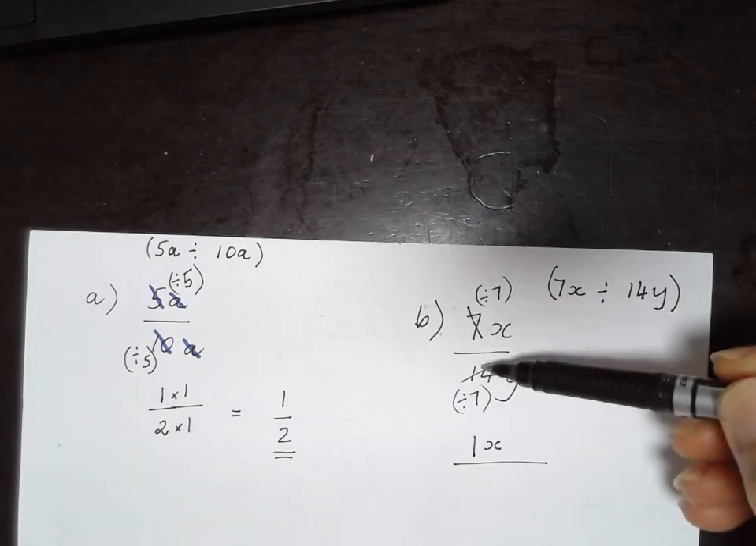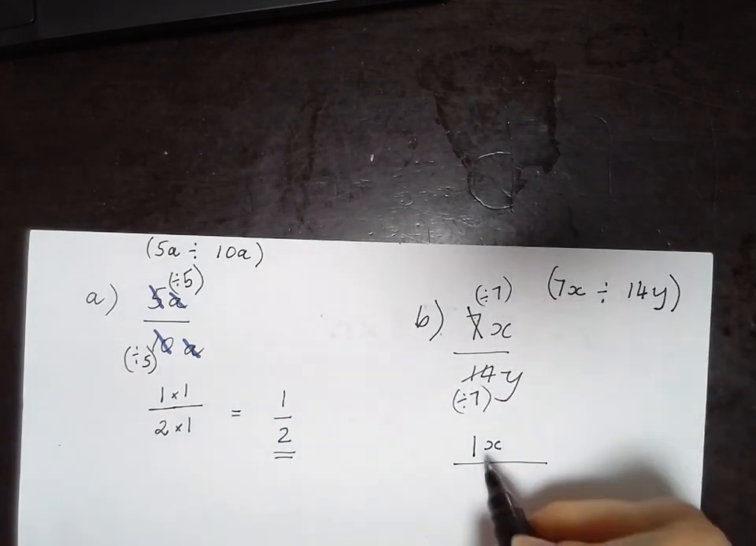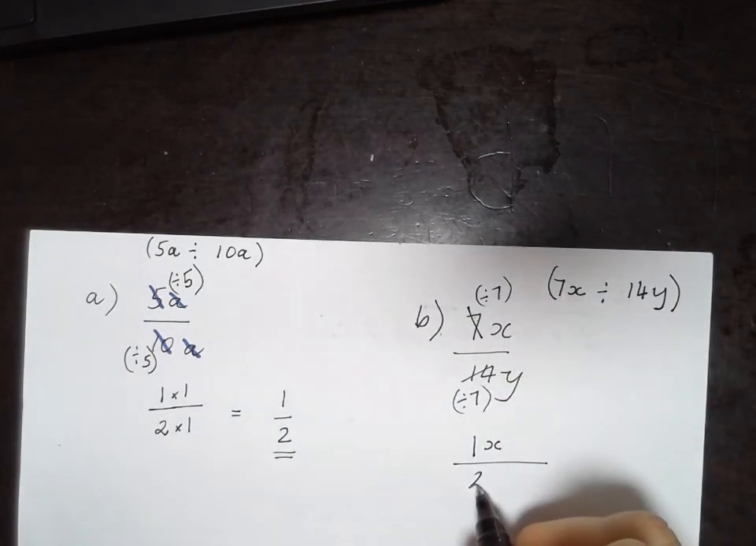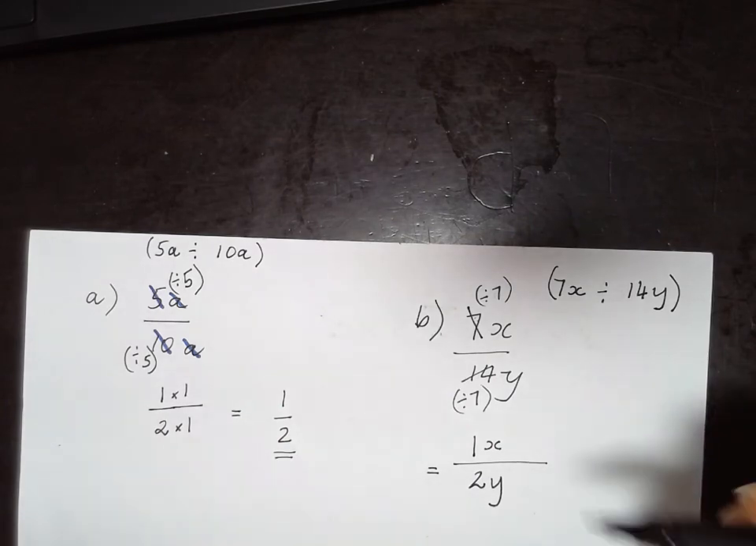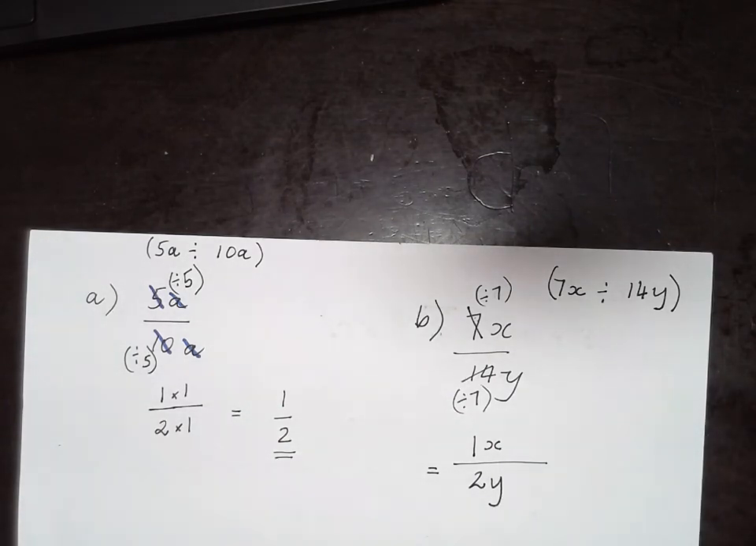7 divided by 7, whatever you do to the top, you have to do to the bottom. So 14 divided by 7 is 2. And our y is our variable on the bottom. We can't get any more simple than that because the x and the y cannot be cancelled out. Our 1 and our 2 can't go down any further, like a fraction. So our answer is 1x over 2y.